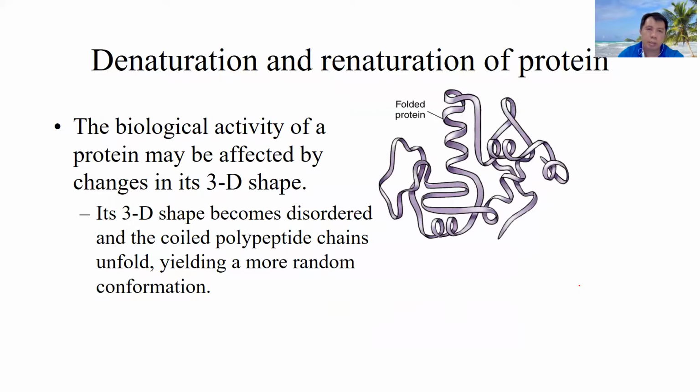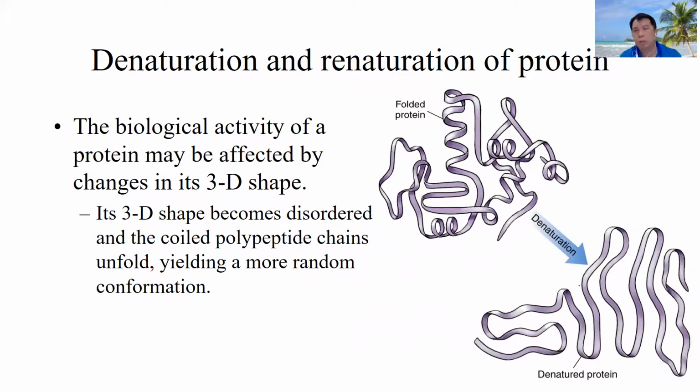Okay, denaturation and renaturation of proteins. We already finished the 4 levels of organization in protein. Now we want to see how the protein's 3-dimensional shape can be denatured and renatured. The biological activities of a protein may be affected by changes, like we just mentioned, that change the 3D shape. Then the 3D shape becomes disordered. Like here, the functional protein undergoes denaturation, so it becomes a disordered polypeptide.